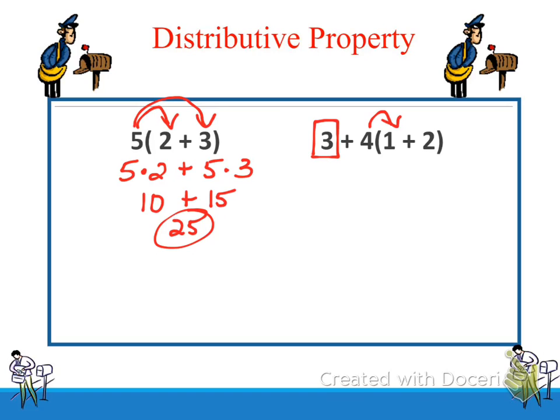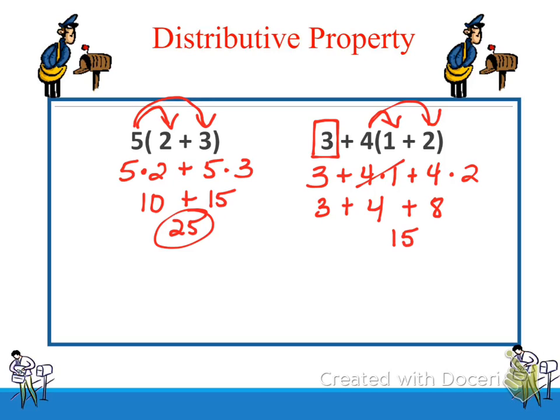So we have 4 times 1 and 4 times 2. So I'm just going to rewrite the 3 plus 4 times 1 plus 4 times 2. And then we follow order of operations. Okay, so then we have 4 times 1 is 4, plus 4 times 2 is 8, and then we add our 3 to it. So 3 plus 4 is 7, plus 8 is 15.